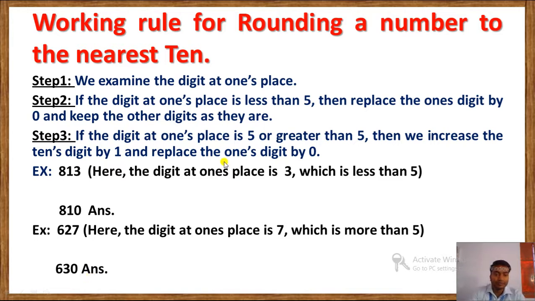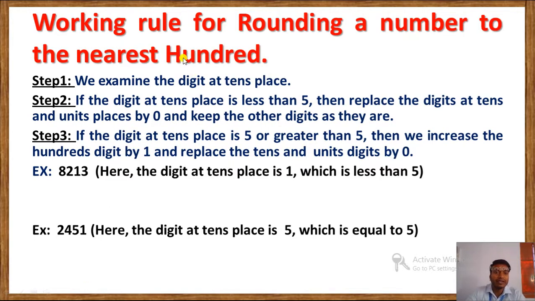Clear to you? The same way for nearest 100. For nearest 100 we need to see the tens place, the digit at the tens place. Now see the example.